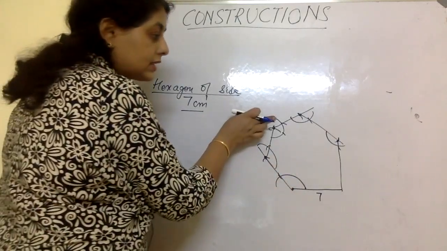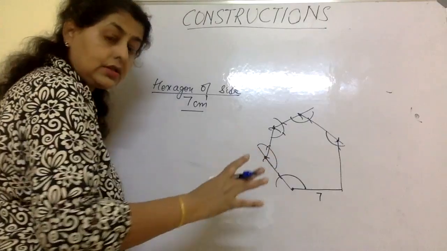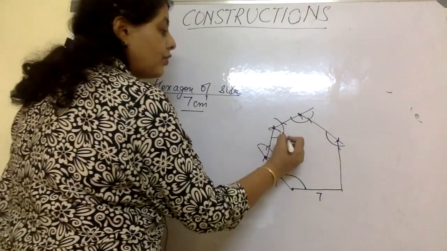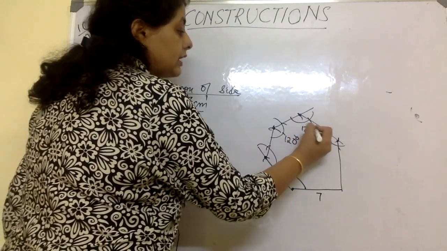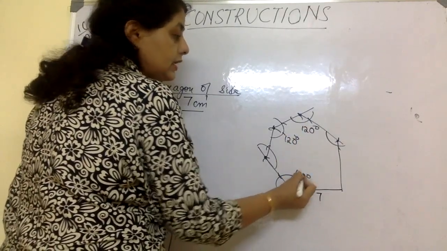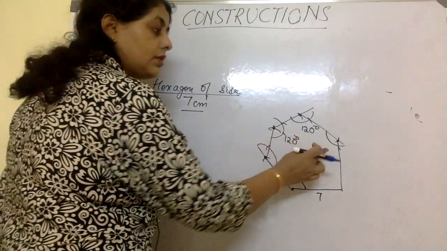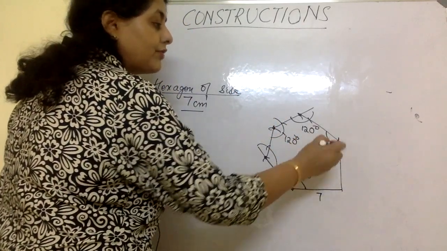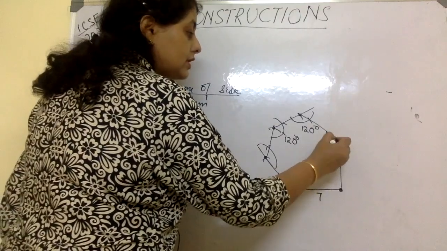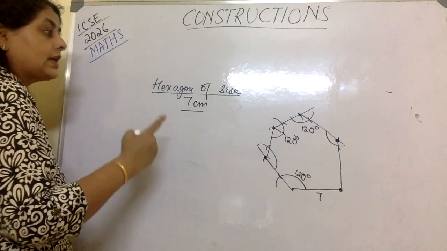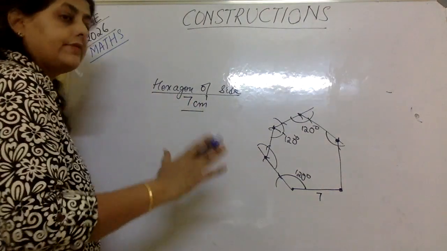This is a rough figure, so it doesn't look like a regular hexagon, but it's going to come out perfect if you take all these angles correctly as 120 degrees. You'll see that the last one you don't even have to draw. If you just join these two points, it's going to come to 120. Now the question says a hexagon of side 7 is drawn.